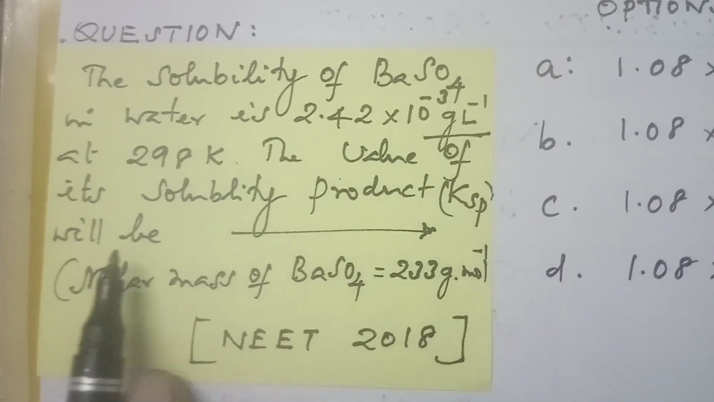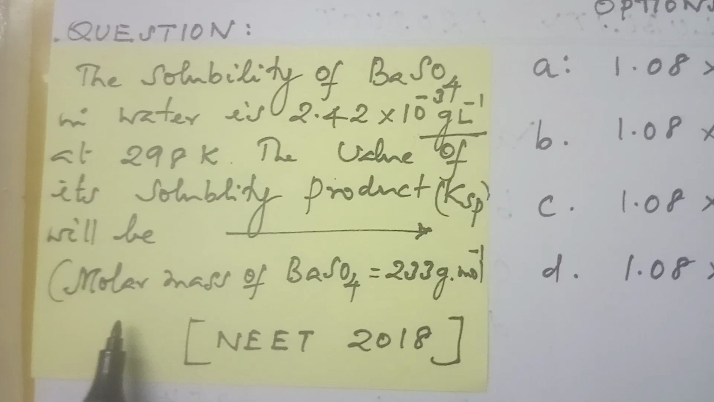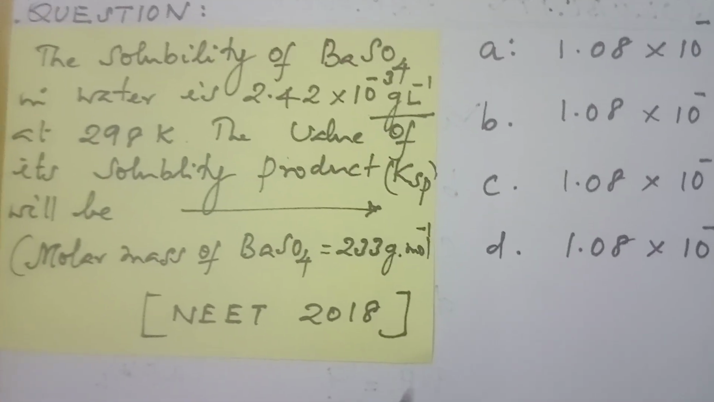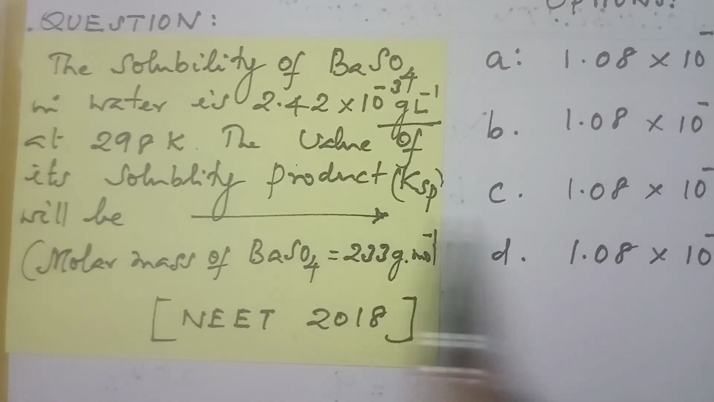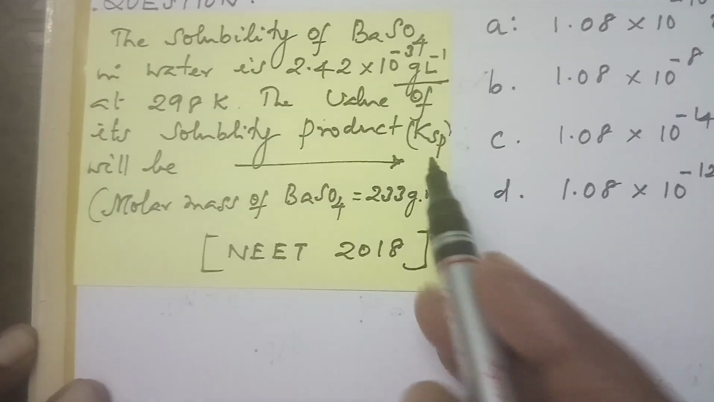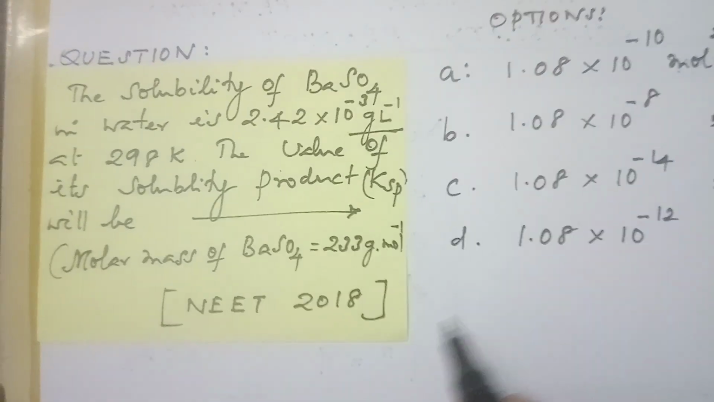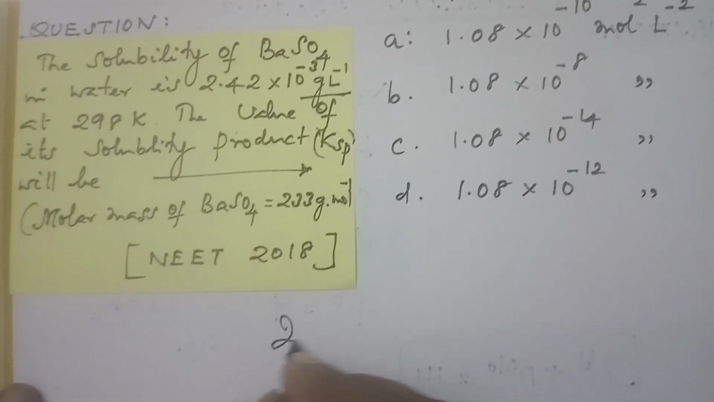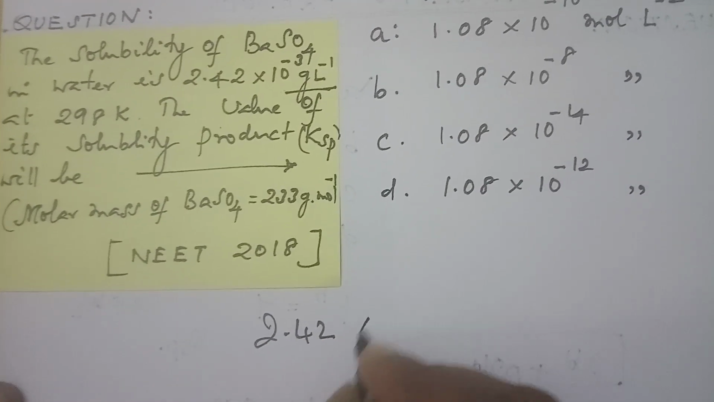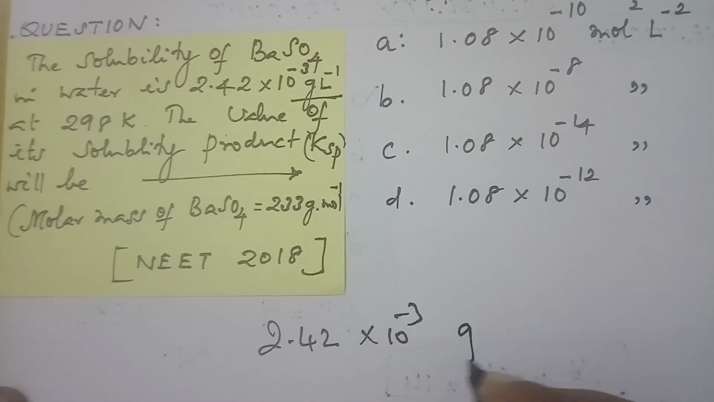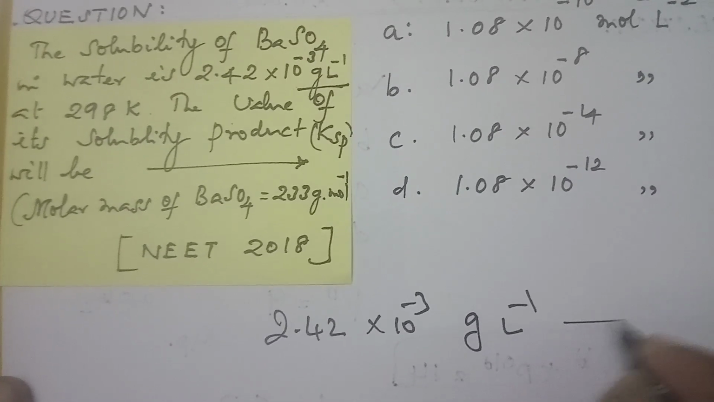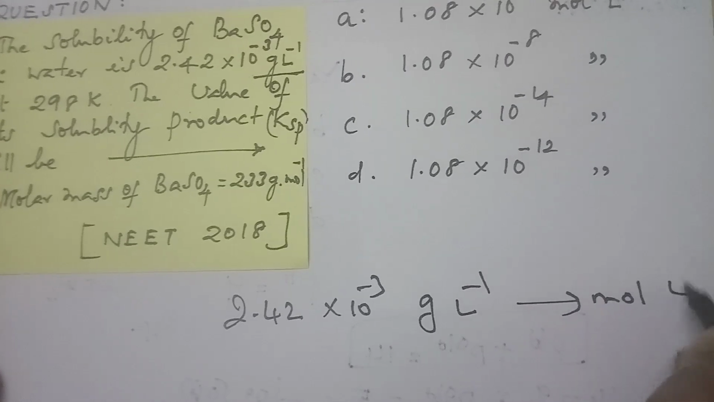The value of the solubility product will be, molar mass of barium sulfate is given. Usually the solubility should be given as moles per liter. Here it is given as gram per liter. What value is given? 2.42 into 10 power minus 3 gram per liter should be converted into a mole per liter.